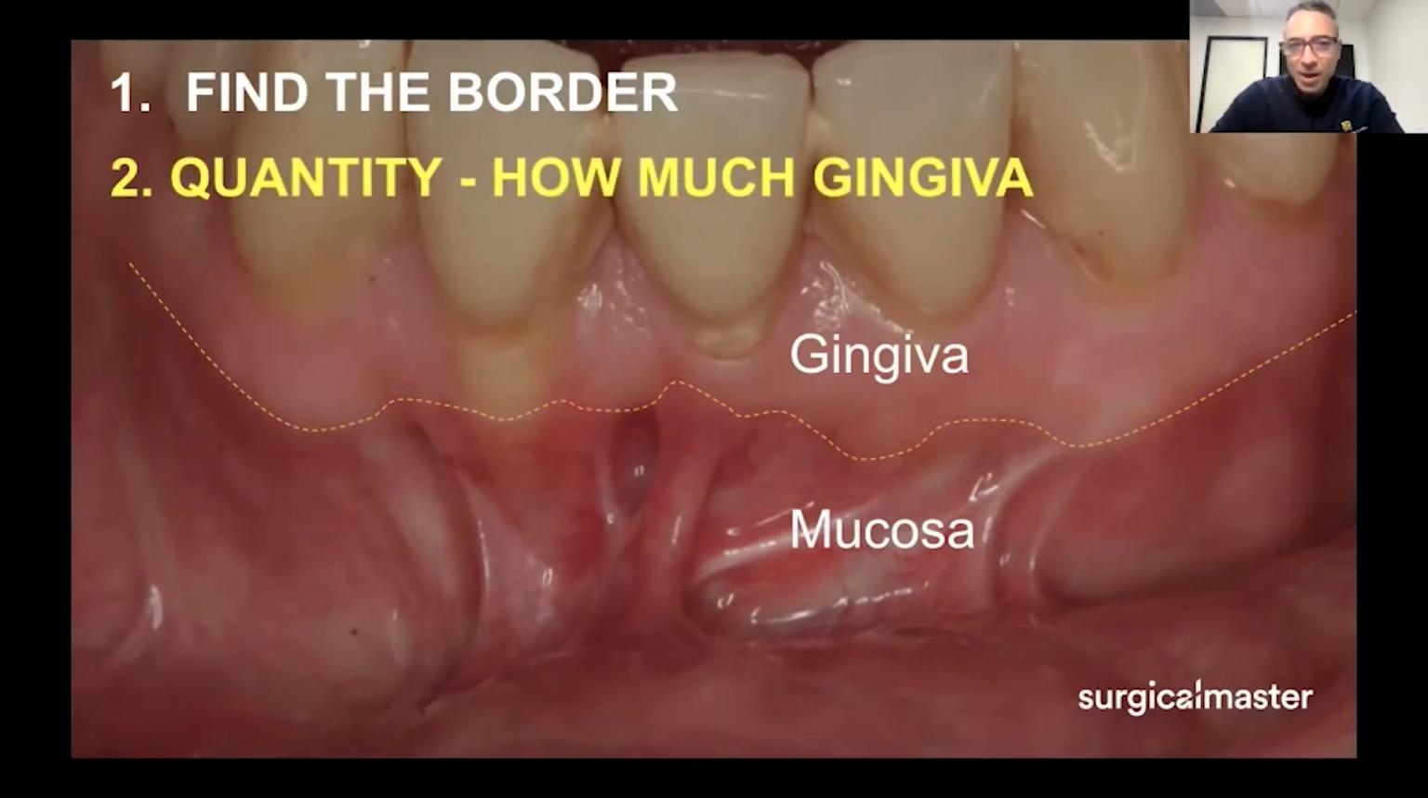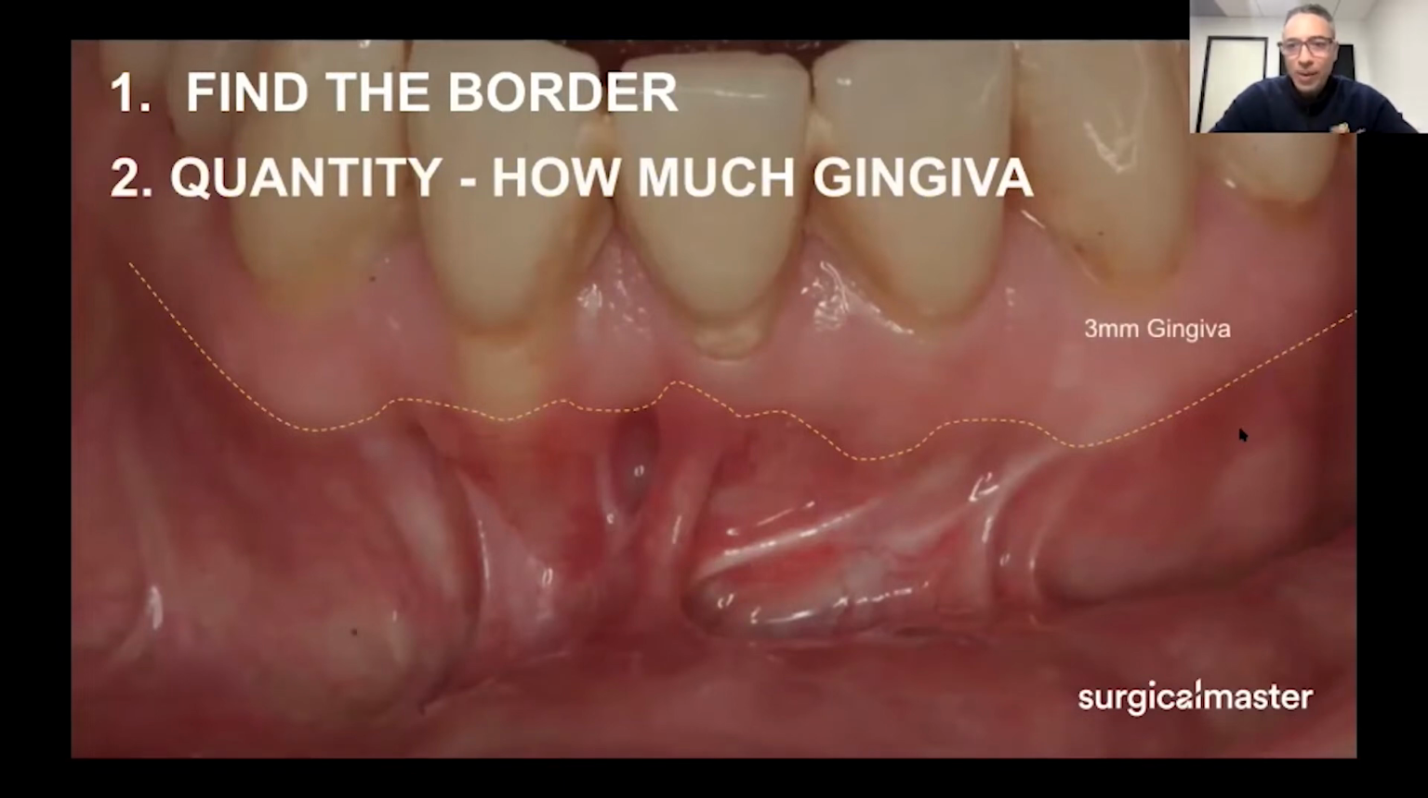Step number two in the diagnosis is figure out the quantity. How much gingiva? Do we have a lot of it? Does the patient have robust attaching keratinized tissue, 3-4 millimeters? I've seen some superhuman patients, but the patients that end up with me or end up with you with a gum concern, they don't have it. So measure it.